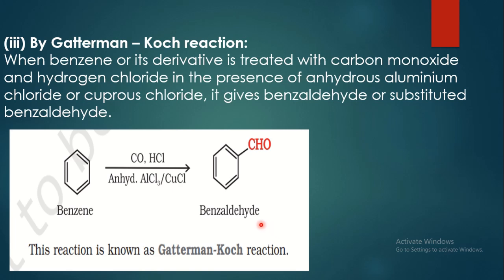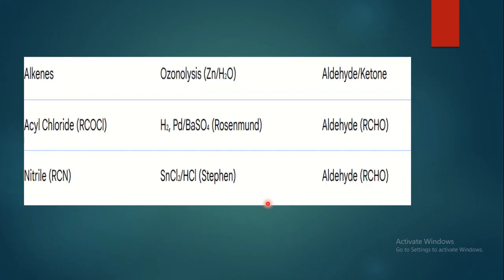One more time, benzene or benzene derivatives are passed with carbon monoxide and hydrogen chloride in the presence of anhydrous aluminium chloride or cuprous chloride. Directly it will give you benzaldehyde or any substituted aldehyde with respect to benzene. This particular reaction is known as Gattermann-Koch reaction. And these are some of the important things you need to understand.